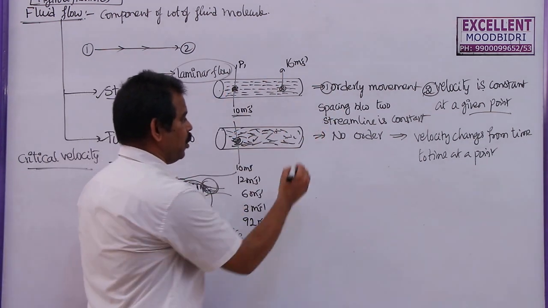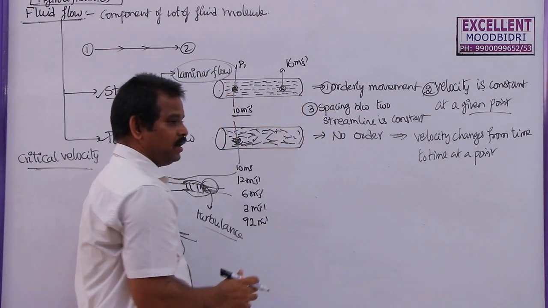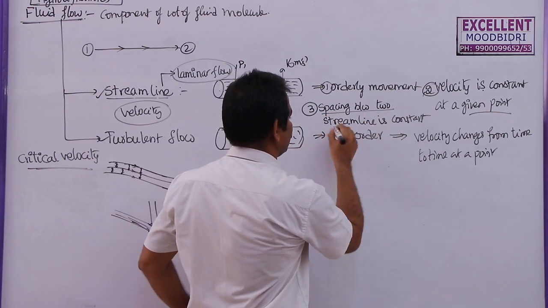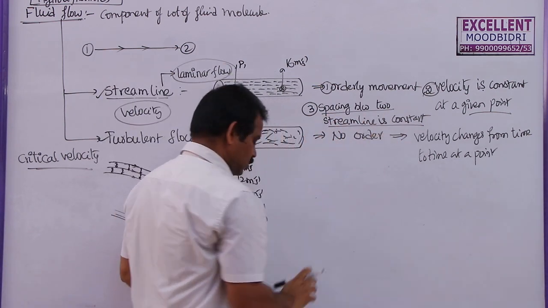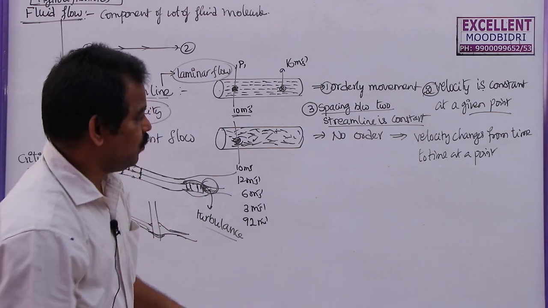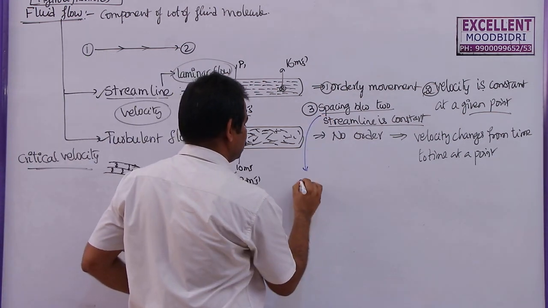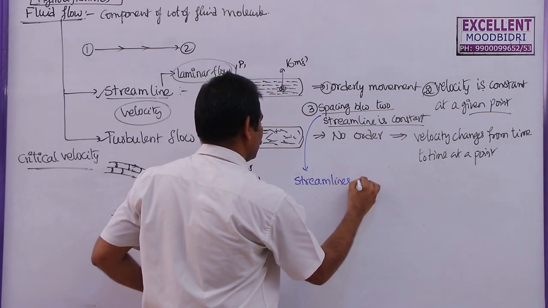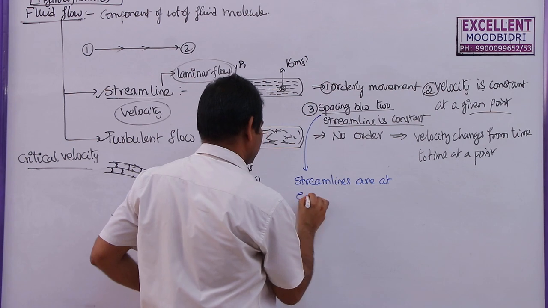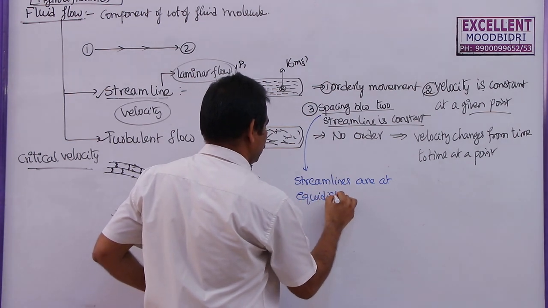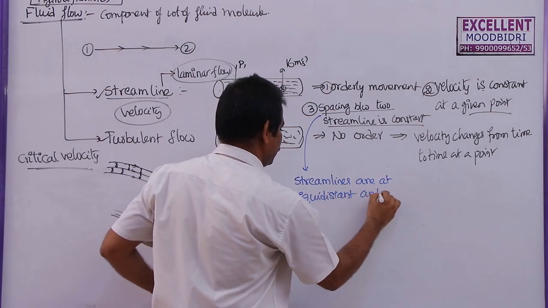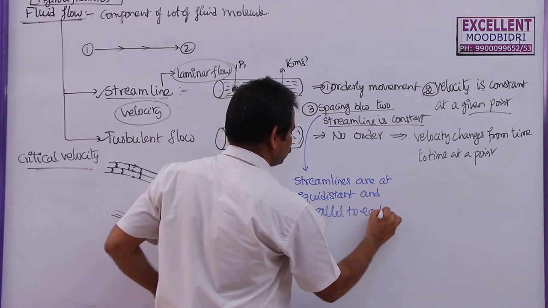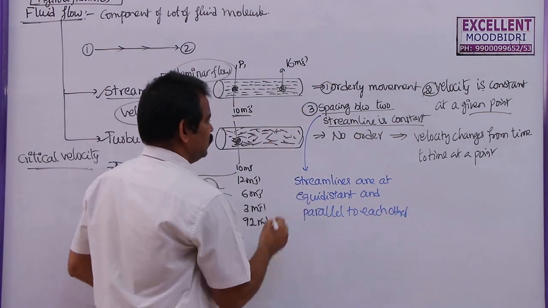That is second point. Third point, the streamlines are equidistant and parallel to each other. That we are denoting this as spacing between the two streamlines is constant. So this is nothing but the streamlines are equidistant and parallel to each other. So this is the third point.